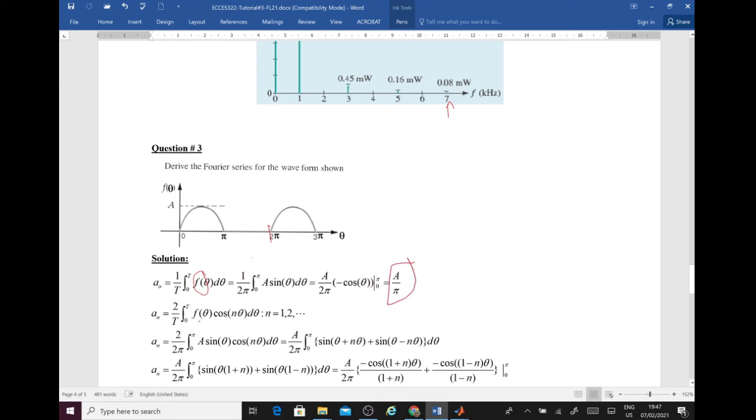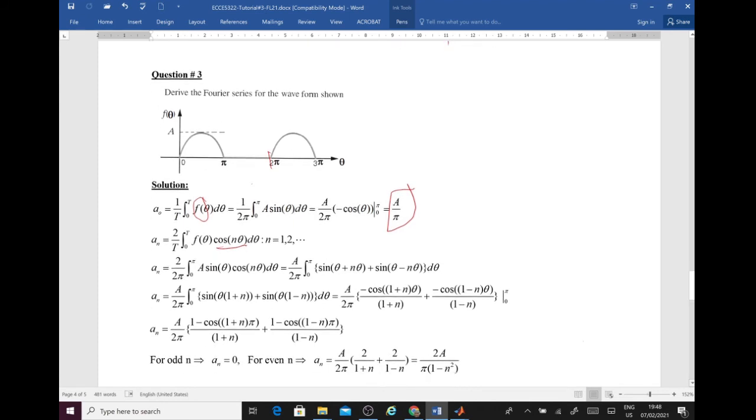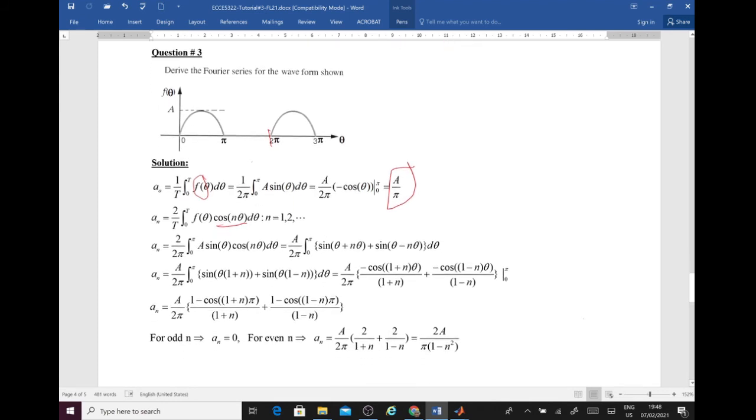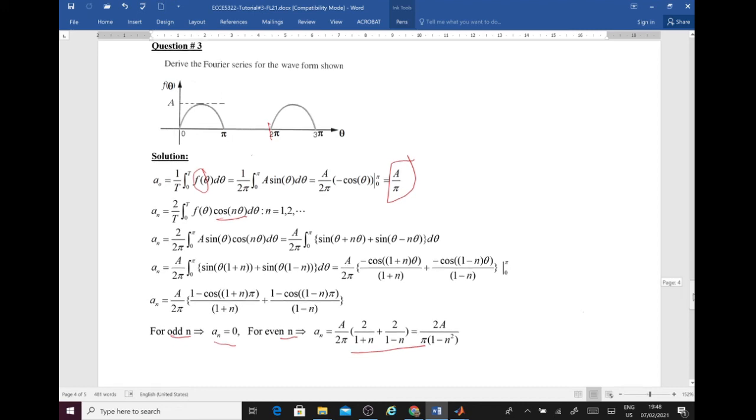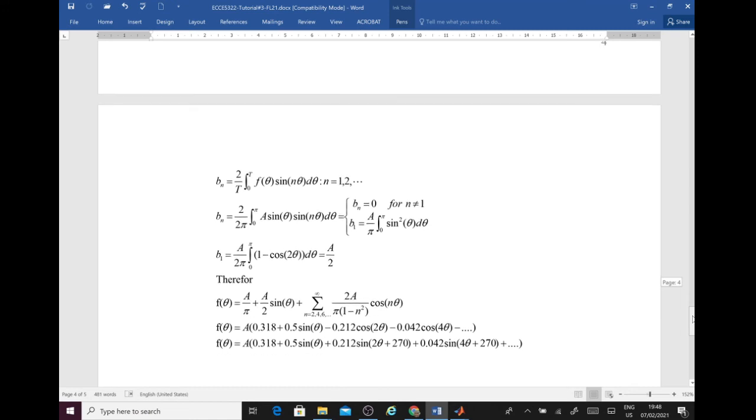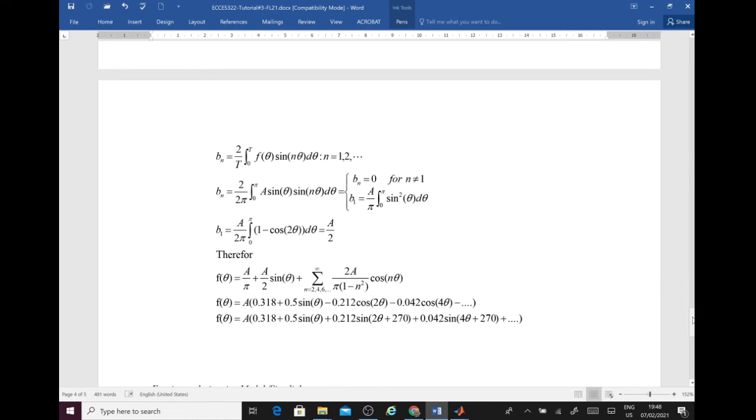For an, we take the function multiplied by cosine, take the integration, and then we're going to end up with this result as it is shown over here, right? So for an, if n is odd, an will be 0. If n is even, an will be that one. And then we can find bn. Again, bn will be also 2 over T, and take the integration from 0 to T. Then we're going to end up with this result. So bn will be 0 for all harmonics except the fundamental. The fundamental will be A over 2.